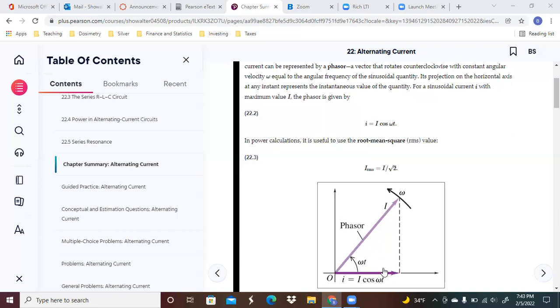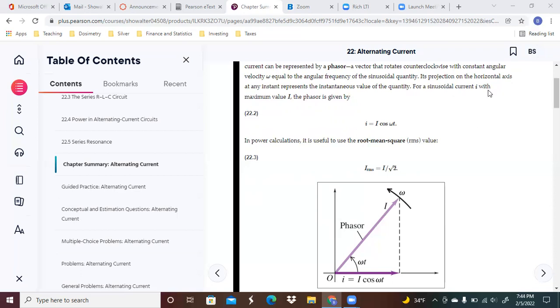So the projection along the horizontal axis at any instant represents the instantaneous value of the quantity. In other words, as this rotates around, the vector is going to bounce over here, then shorten up, get real short, go in this direction, then come back and go this direction and come back. So it's going to be bouncing constantly like this along the x-axis. And the projection on the horizontal axis at any instant represents the instantaneous value of that quantity.